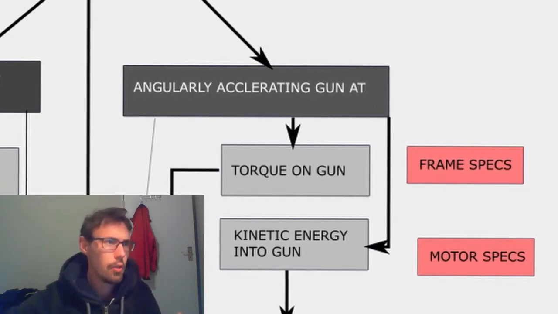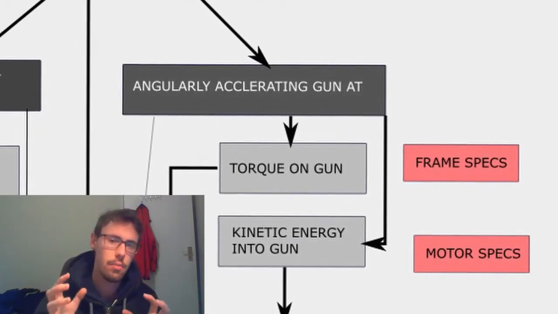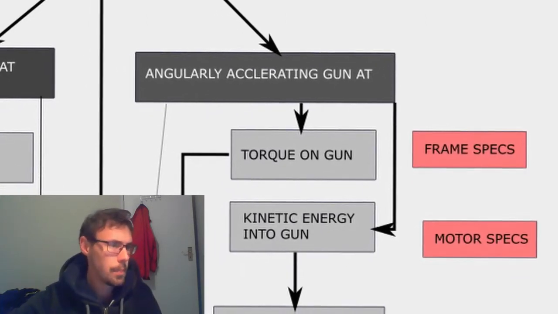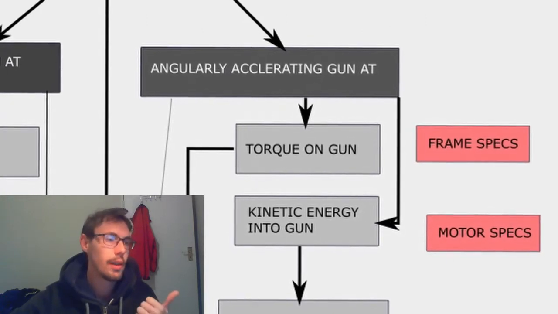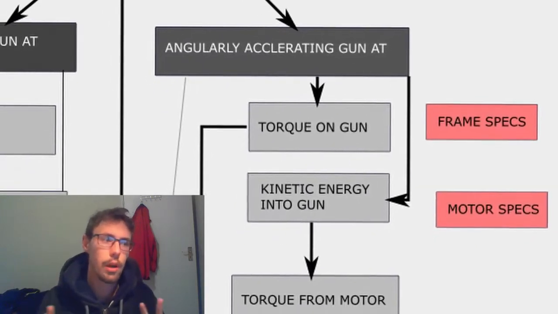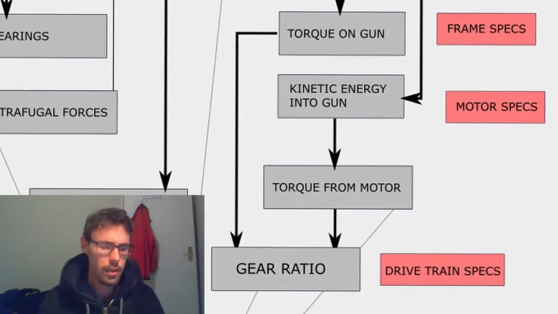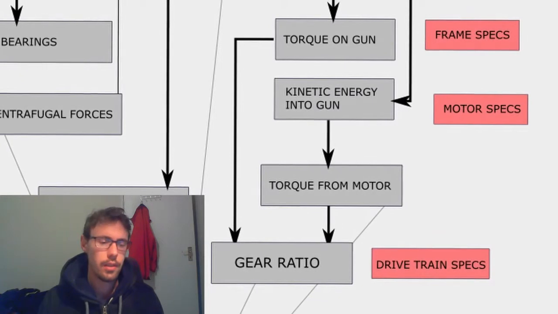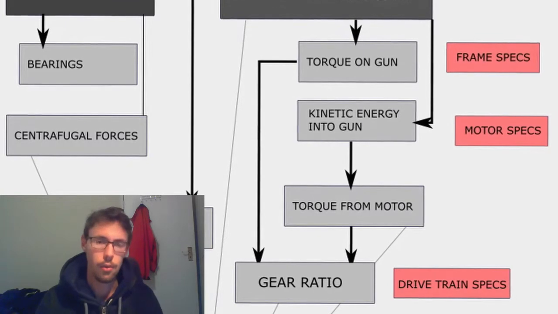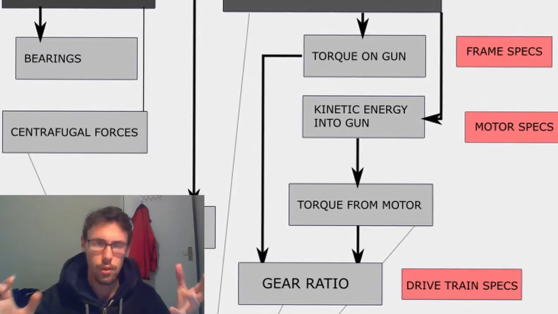So obviously the torque on the gun and the kinetic energy into the gun give us some frame specs, like how stiff the frame should be to manage these forces, and motor specs. From the torque the gun requires and the energy input into the gun, you can figure out the torque requirements for the motor, and with that also a gear ratio. This is going to take some iterative design, because you don't want to choose a motor that spins at 50 billion RPM, but you have to gear it down 50 billion times to reach the required torque. And with the gear ratio and the torque from the motor, you have some drivetrain specs.